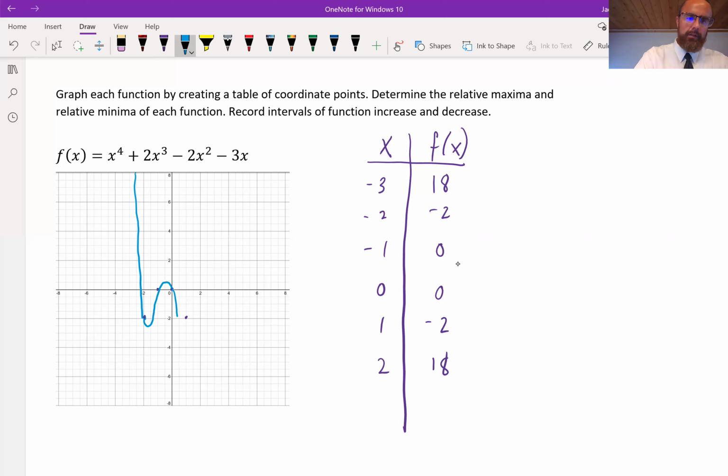Kind of looks like a tooth. And there's the rough shape of our graph. So we've completed that first task. We've graphed the function by creating a table of coordinate points. At this time, I want to identify points on the graph that would be either relative maxima or relative minima.